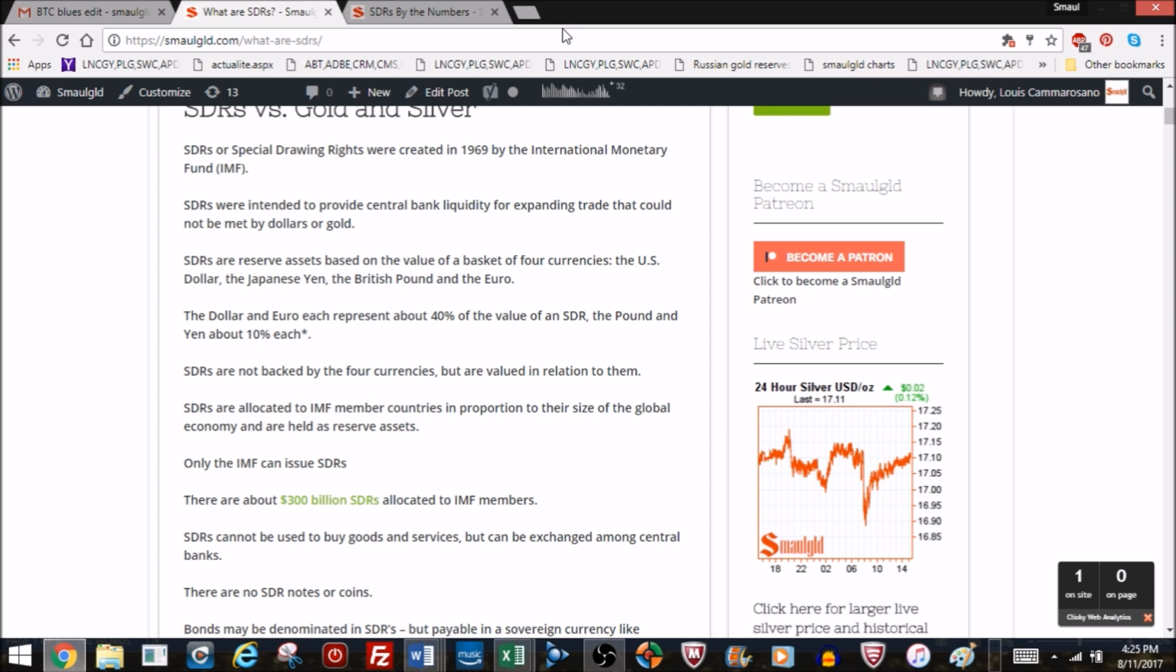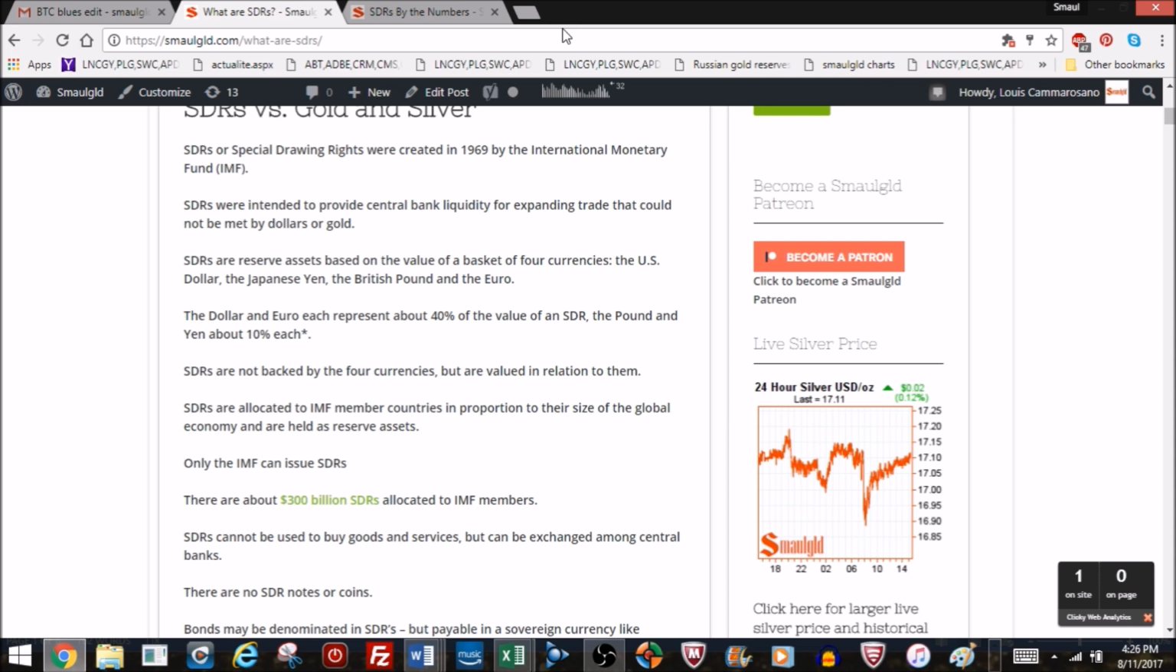So the genius of the SDR plan was that they're not backed by anything. They are fiat representations of fiat dollars, fiat yen, fiat pounds, fiat euro, and now fiat yuan. Nothing backs the SDR. So when people talk about getting an SDR, there is no physical SDR. It is a security that is issued only by the IMF and only to the member banks. And the IMF assigns the member countries their SDRs in proportion to the size of their global economy.